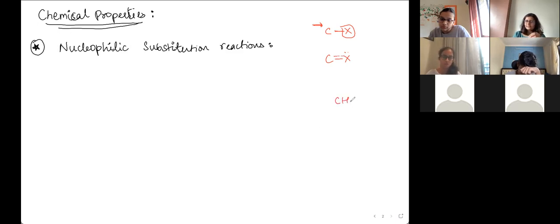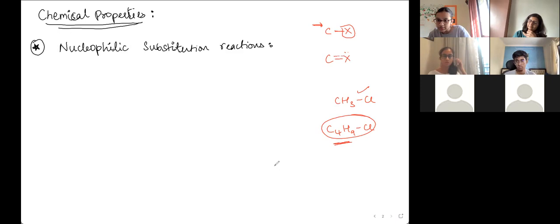If I compare CH3Cl with something like C4H9Cl, there's going to be greater polarity in CH3Cl compared to C4H9Cl, only because there's a greater number of carbon atoms in the latter. So the more carbon atoms, the less polar it is. Yes, hydrophobic nature too. All of that is circling around the same concept.